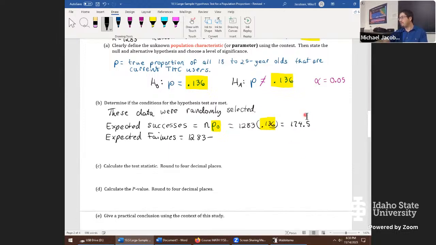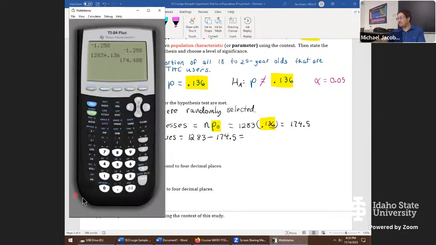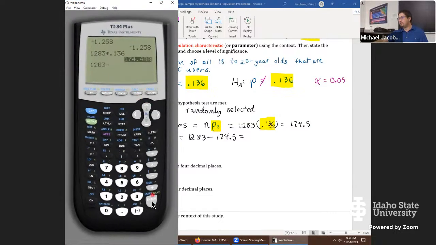Take what you already calculated, the expected successes, 174.5, and you'll get the same exact value. So no reason to work extra hard. Let's just treat ourselves to a fast computation. 1,283. On your calculator, you can even go minus, up arrow, and you don't even have to type in that number. Let's round this to 1108.5.